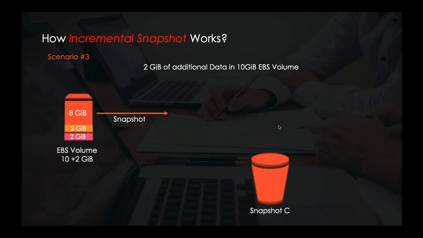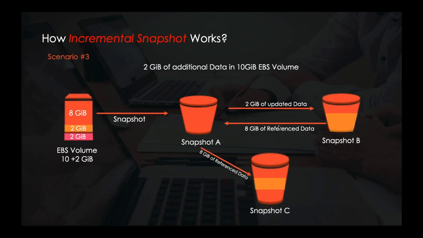So what will happen in this snapshot C? The first 8 GB of data will be referred from snapshot A. The next 2 GB of data will be referred from snapshot B. And the 2 GB of additional data will be captured in snapshot C. So instead of paying for 10 plus 10 plus 10, 30 GB, here you are only paying for 14 GB of data, 10 plus 2 plus 2. It's really very good. Now let's say I have deleted snapshot A.